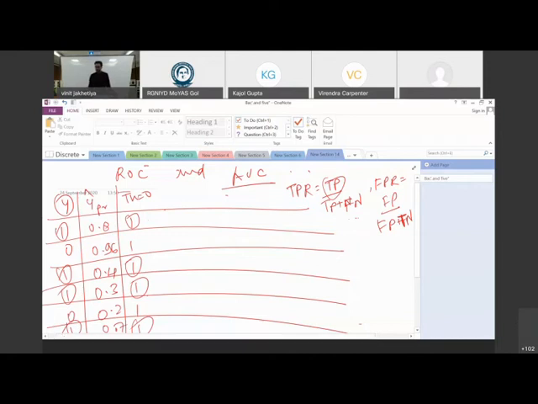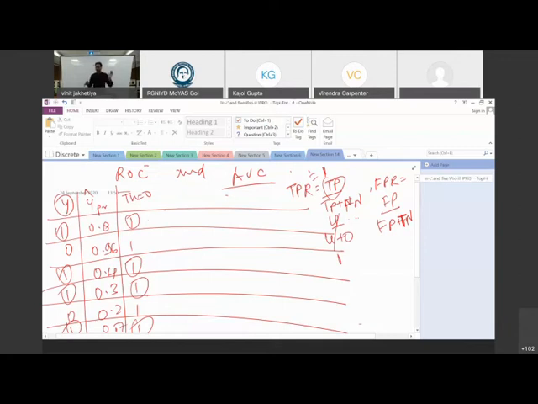So total 4 divided by 4 plus false negative. False negative means the prediction is negative and it is false. But here, at threshold equal to 0, we don't have any negative prediction, right? There is no 0. So of course it is going to be 0. So in this case, TPR is going to be 1.